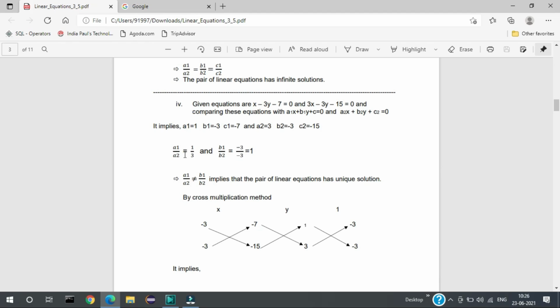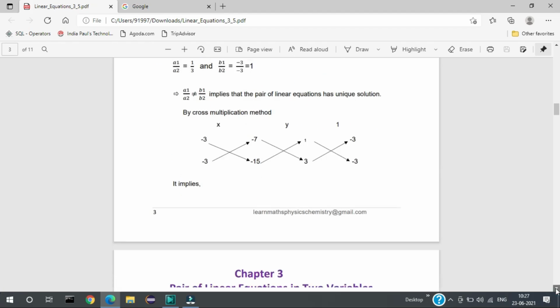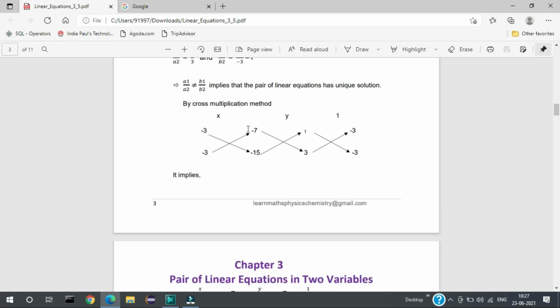a1 by a2 equals to 1 by 3 and b1 by b2, minus 3 by minus 3, that implies 1. So a1 by a2 is not equals to b1 by b2. It implies that the pair of linear equations has a unique solution. So unique solution, how can we get? By using cross multiplication. First of all, we need to write b, c, a, b. So b1, b2, c1, c2, a1, a2, again b1, b2.